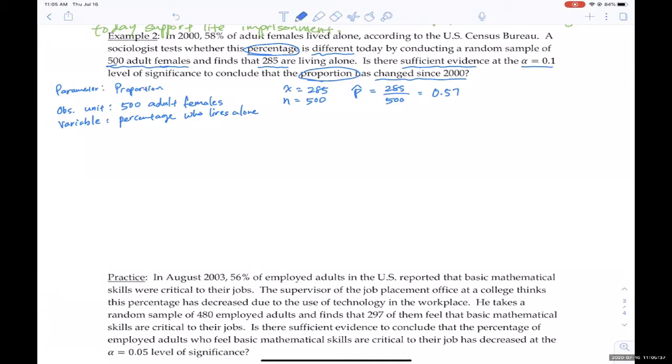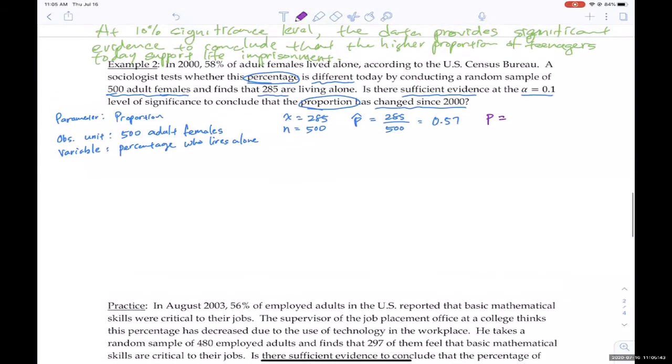What is P? What's the population proportion? In 2000, 58%. That's the population proportion they give to us. 58% of adult females lived alone, according to the US Census Bureau. And this is actually the whole population because they say Census Bureau. What is Q? For MVP point, 0.42. All right, Michael wins some MVP points here. So far so good.